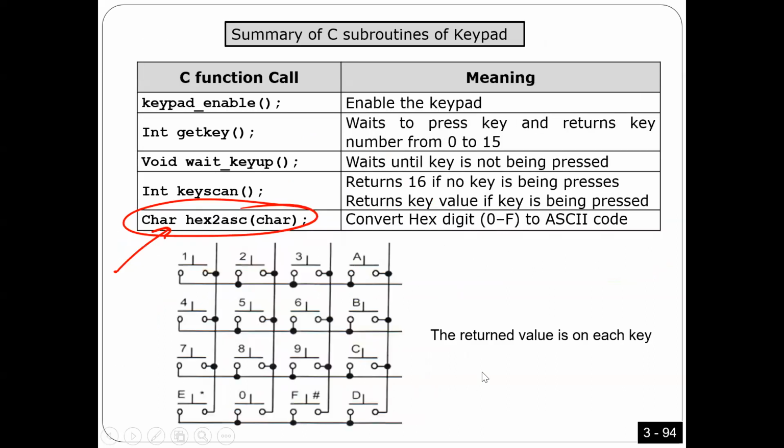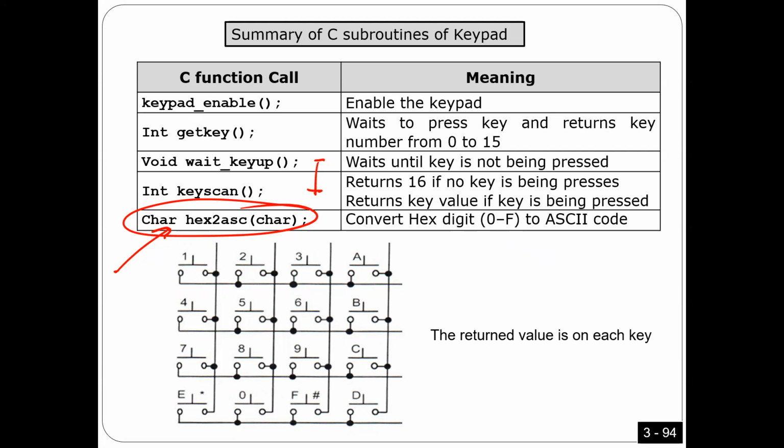Okay. So we have two more functions. I don't think we are going to need them, but let me explain them. One function here is called wait key up. This function is going to wait until the key is not being pressed. Okay. So when you press, this function is going to return back. This one is going to wait until you press. Once you press, it's going to go back. If you want to wait until I release, you know why you need it?